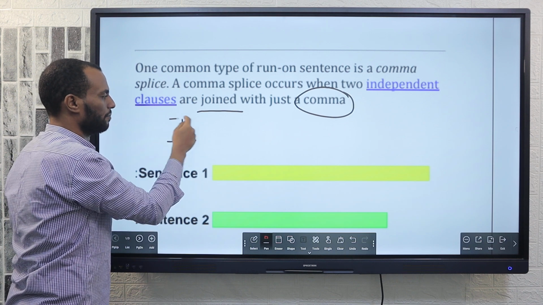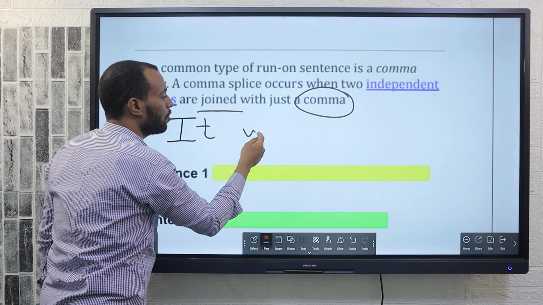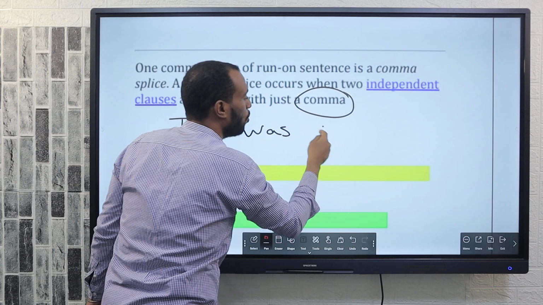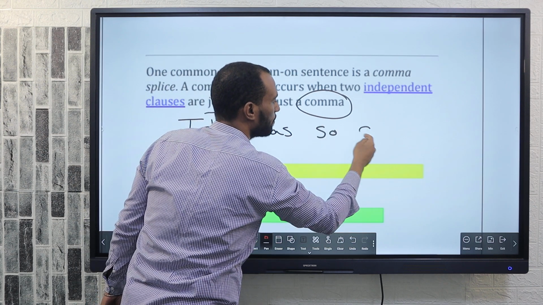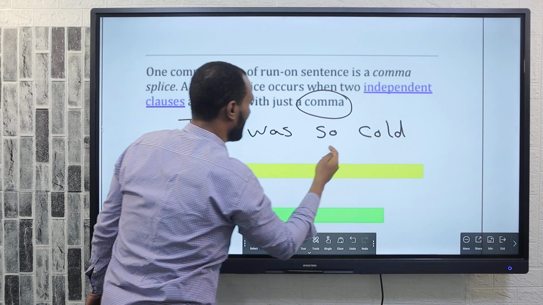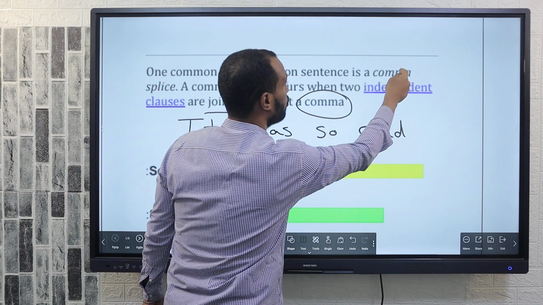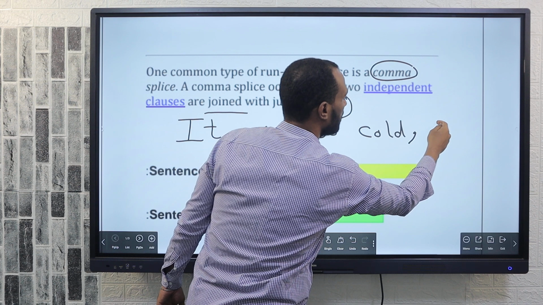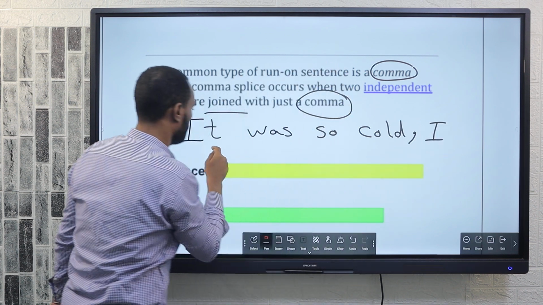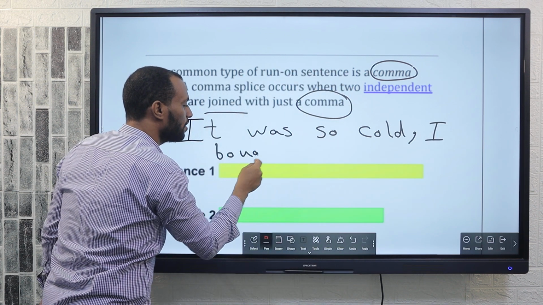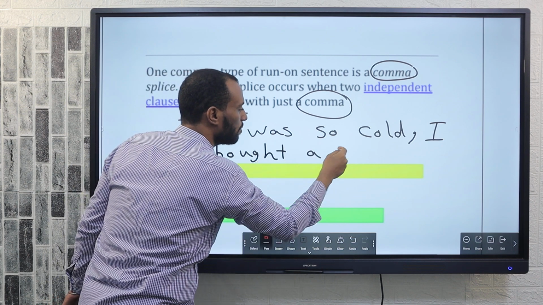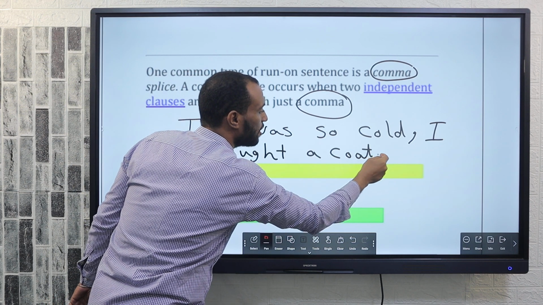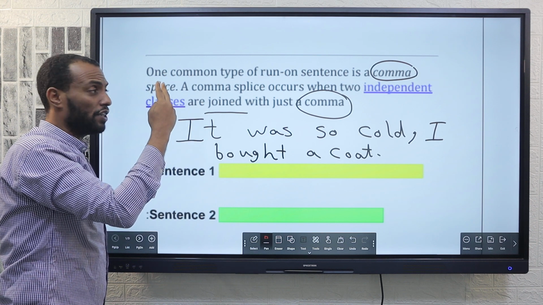If I say, it was so cold. And then the second one, and then here, I'm going to put what? I'm going to put a comma. And then say, I bought a coat. Yes. Let's check now, related to the definition.